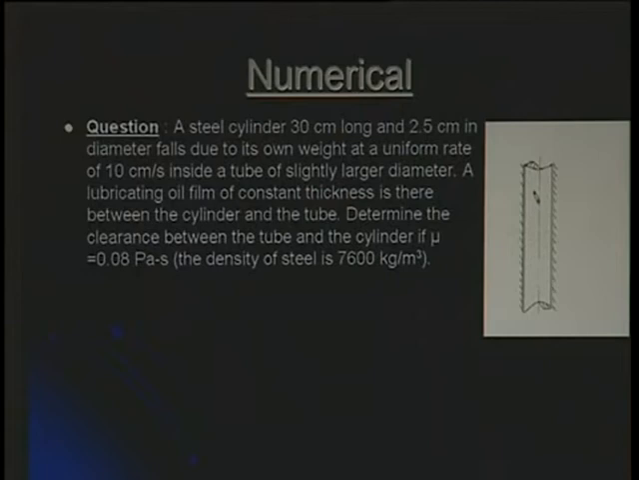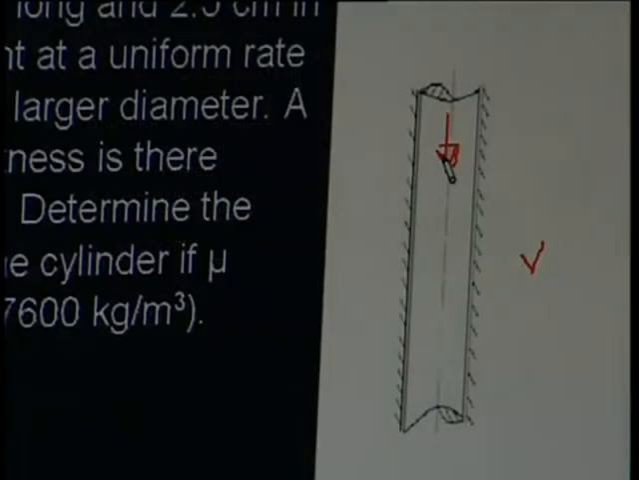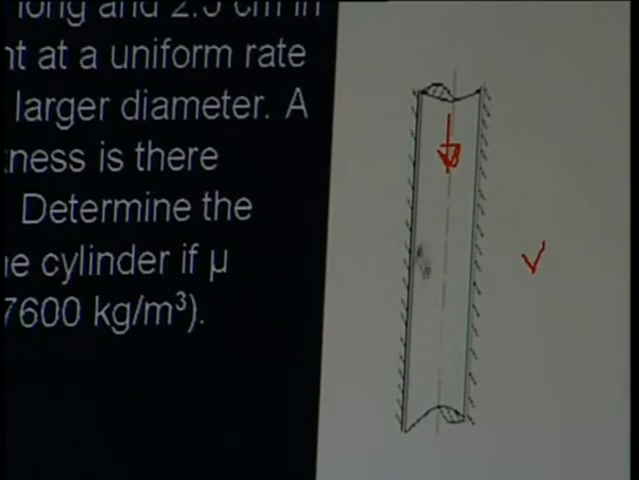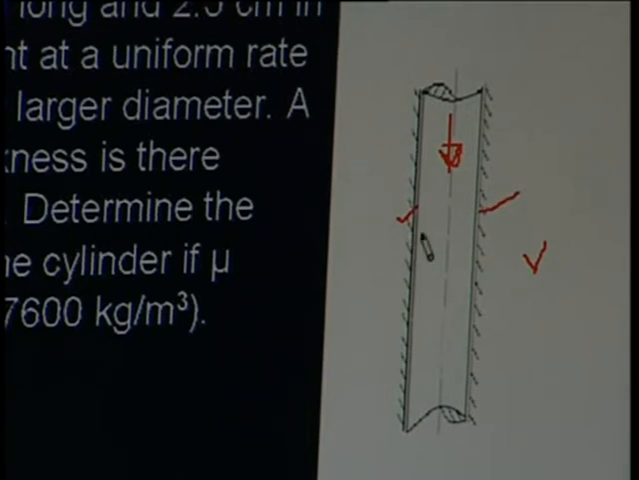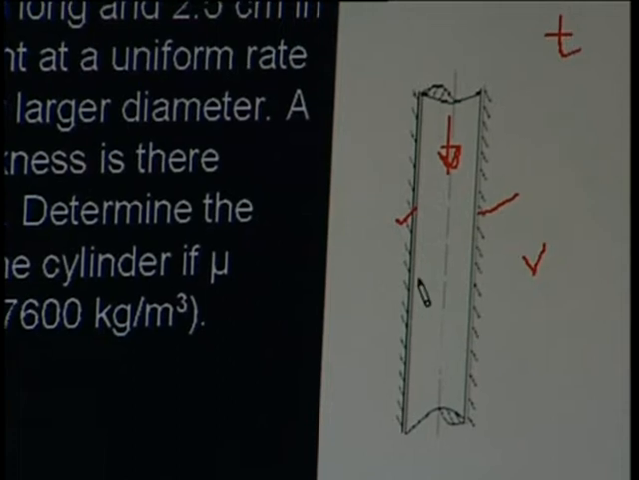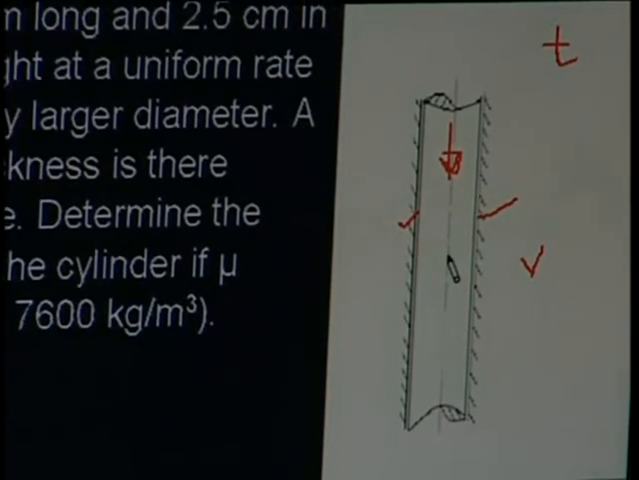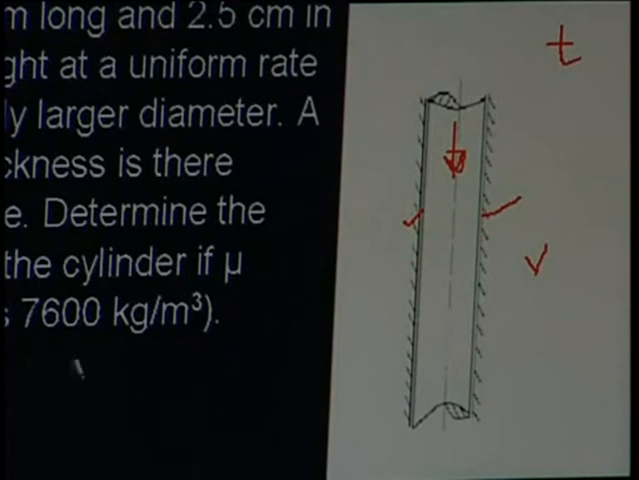So, in this figure we have a steel cylinder. This is a steel cylinder going downward with velocity v, and we have a tube here. This is a tube which is fixed on both the sides, and the clearance is also given here, and this clearance may be taken as thickness T, right, and density of the steel is given.